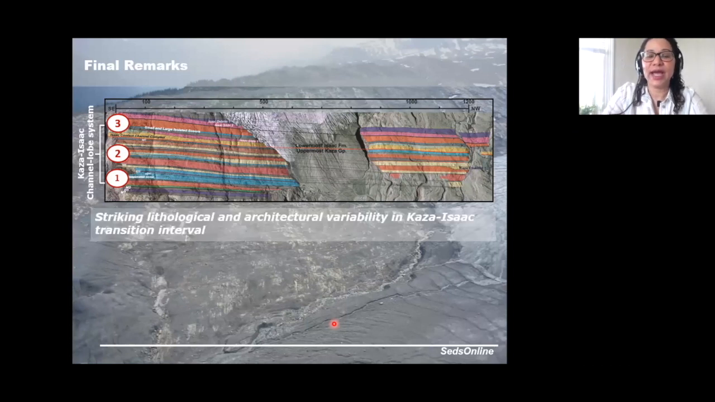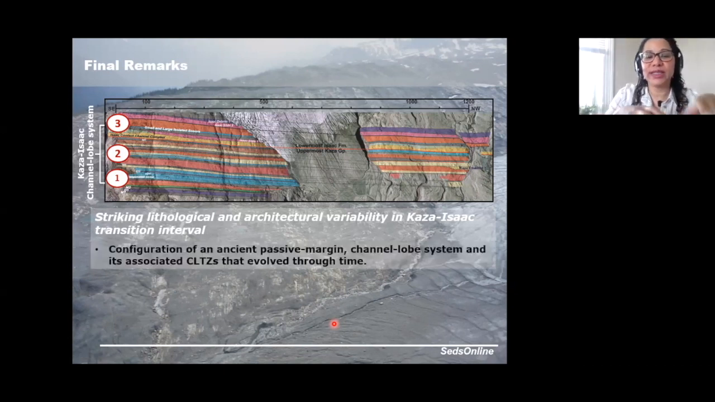a lot of complexity in this type of interval. We recognized here 3 different architectural assemblages that stack vertically, and there are changes in the element proportions and in the grain composition that seem to be associated with the changes in the configuration of the channel-lobe system. We see that the channel-lobe transition zone changes through time, and it also changes spatially.